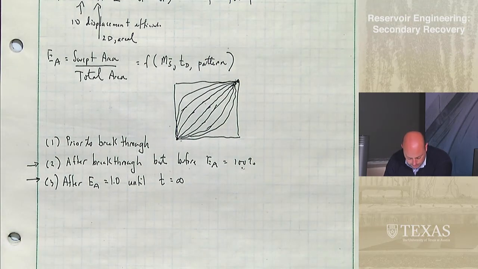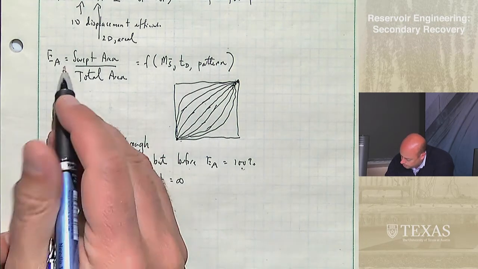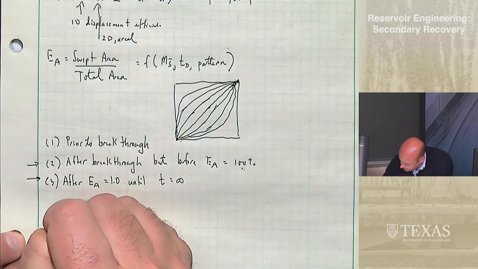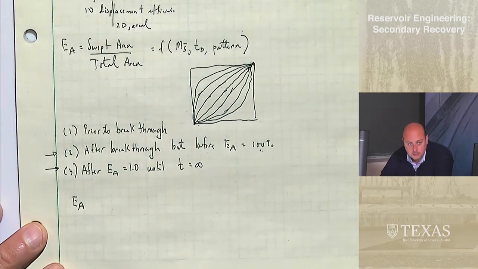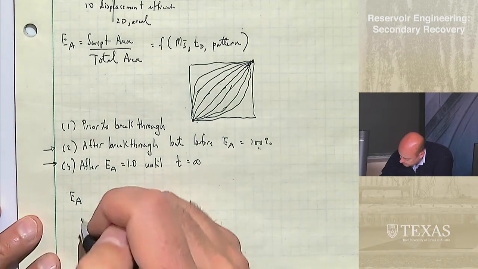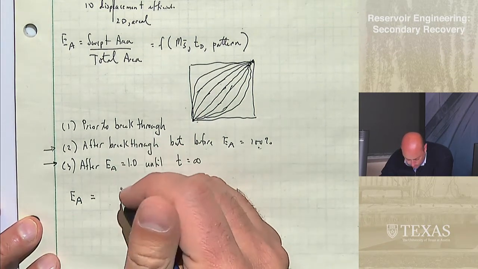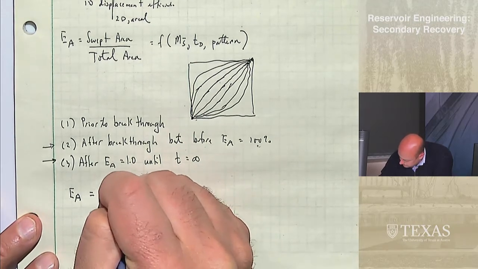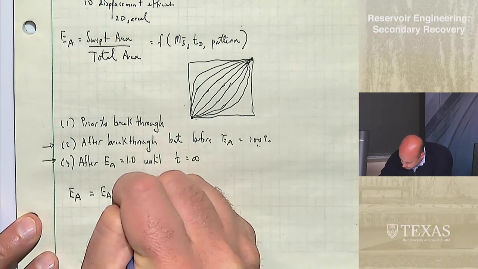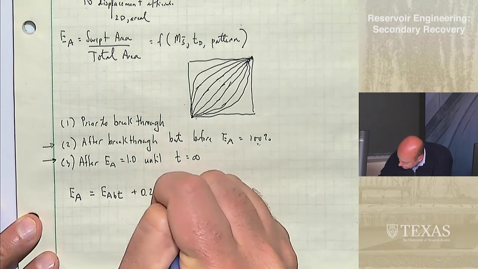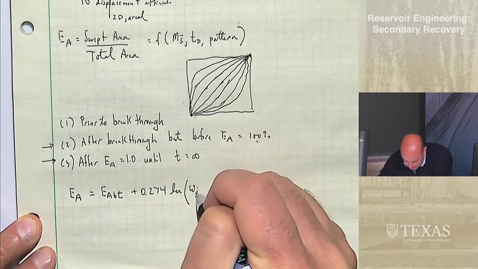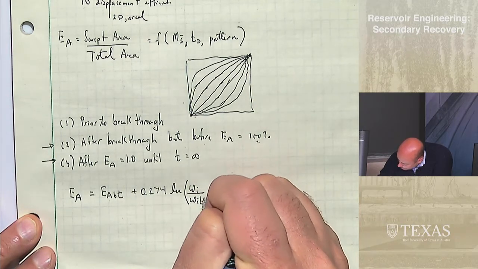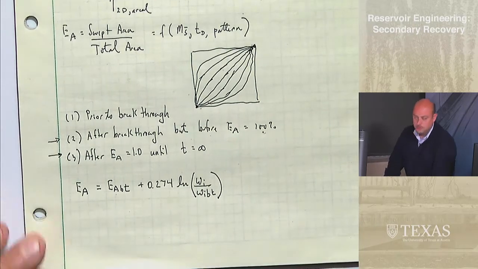Okay, so let's talk about this. So we want an equation for EA. EA before breakthrough is really meaningless. Okay, what we care about is after breakthrough. And what people have done is experiments to develop some of these equations. And we'll use some of those.